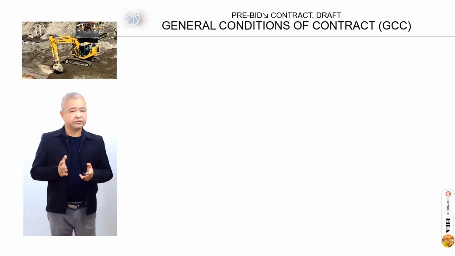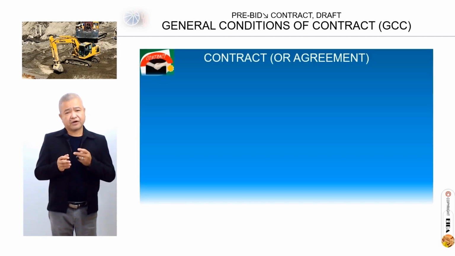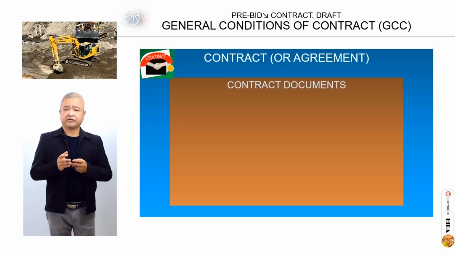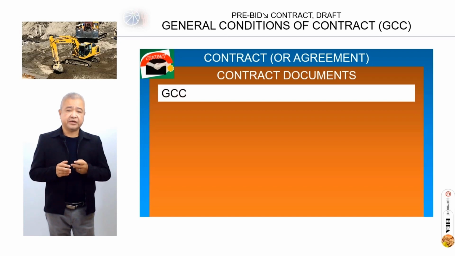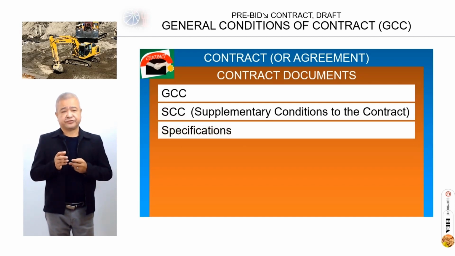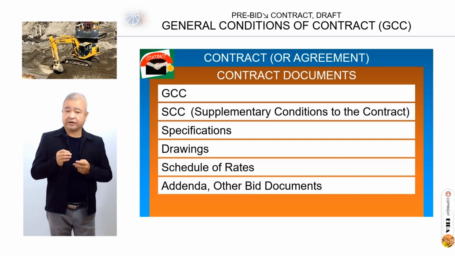Now, with the general conditions of the contract, or GCC, let me point out that a contract or agreement is actually a compilation of several documents. The main contract is sort of cover pages. The contract documents are attached to the main contract or agreement and consist of the GCC, the general conditions of the contract, the SCC, the supplementary conditions to the contract, specifications, drawings, schedule of rates, addenda, and other bid documents.